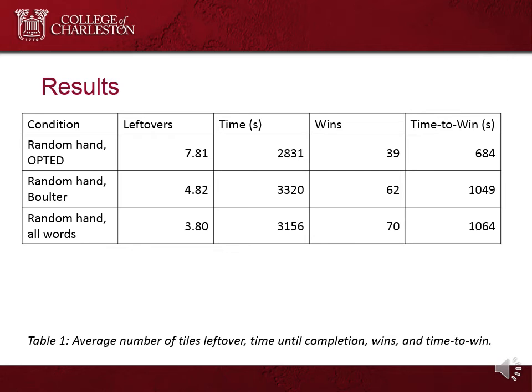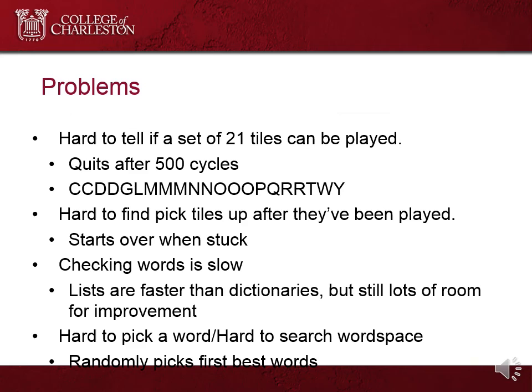According to the data, the shortest word list, the OPTED, was faster than the longer word lists, both overall and for winning hands. Longer word lists were more likely to be able to solve a hand than shorter word lists. This supports the idea of a trade-off. There are several problems with my program.